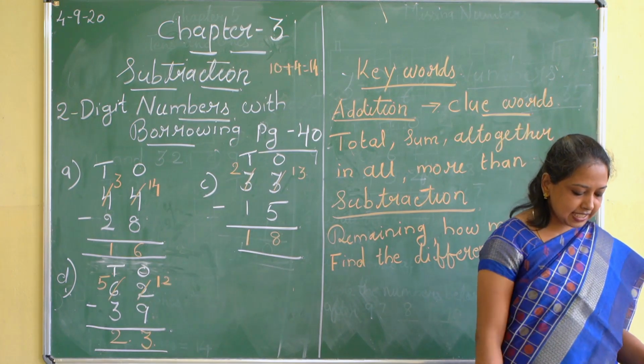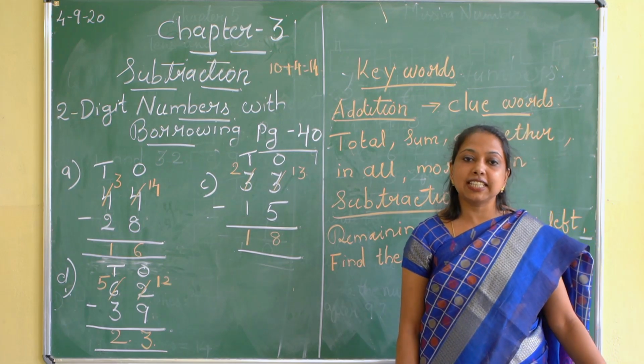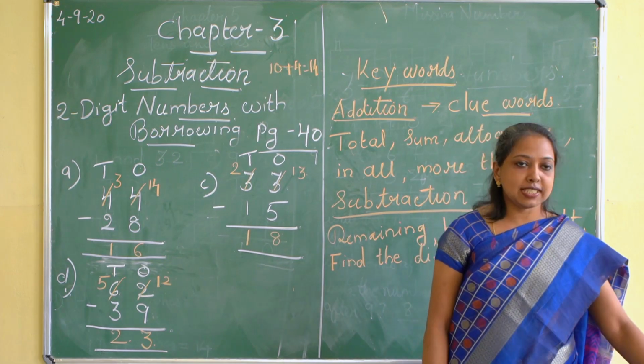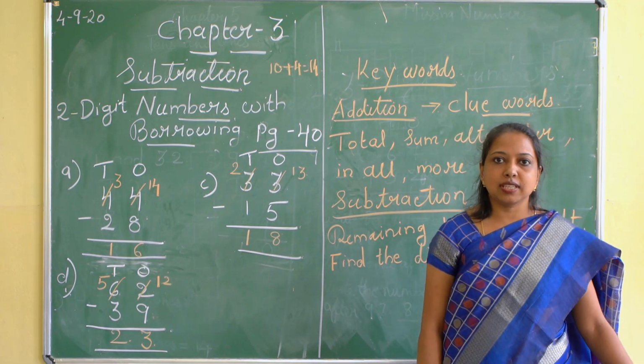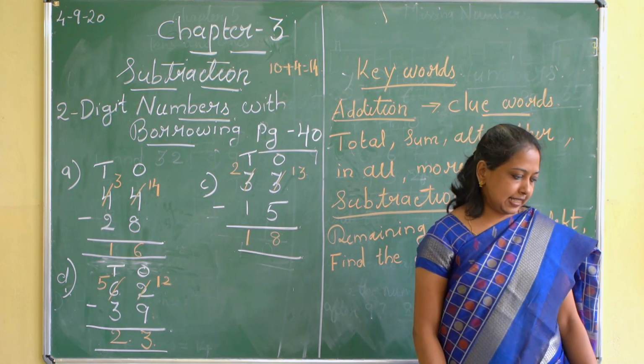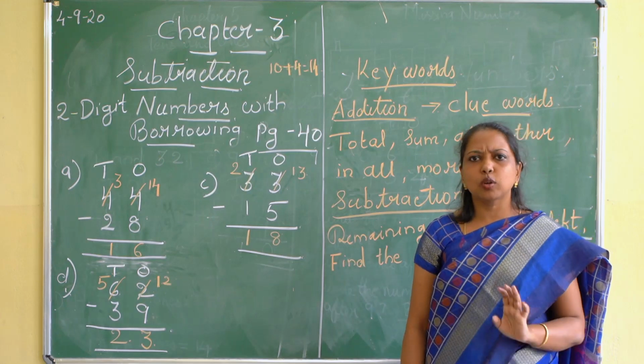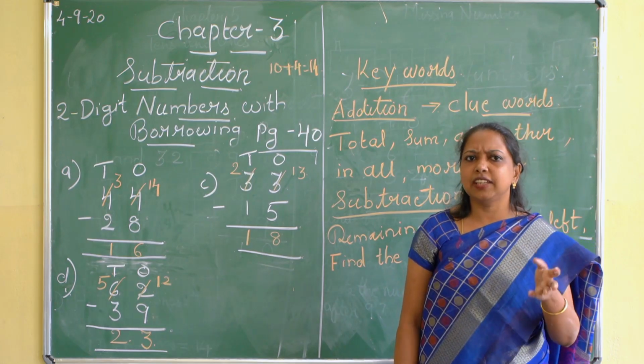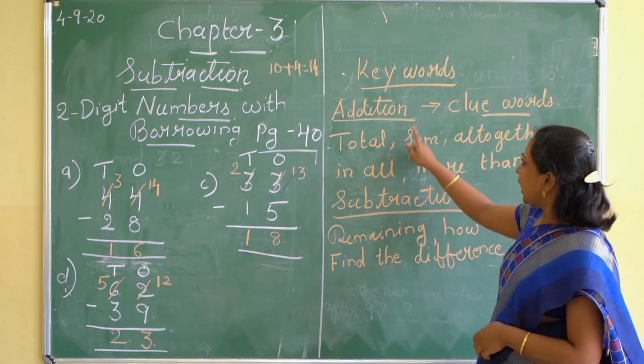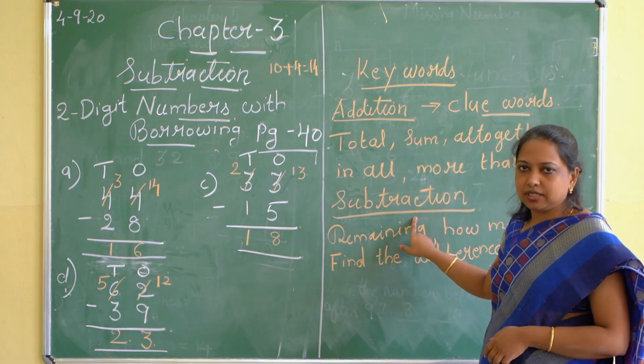Story sums. The exercise on page number 37. Story sums. From the story sums, we will do two questions. Before solving the story sum, I will give some clue words, some keywords for addition and for subtraction.